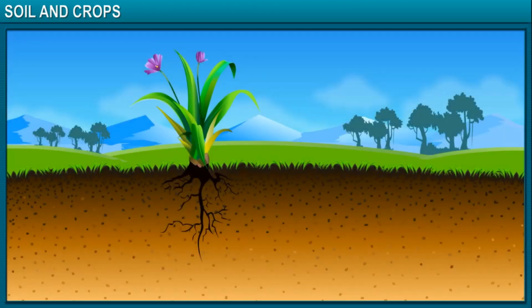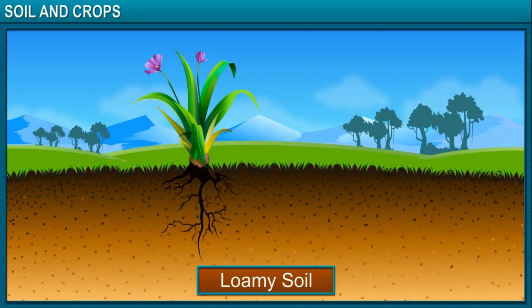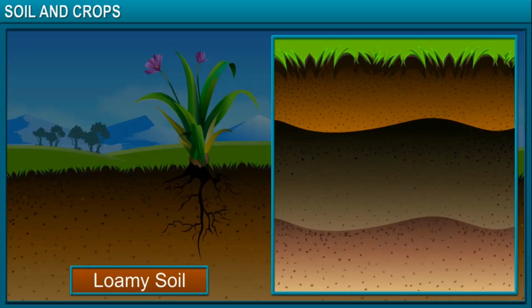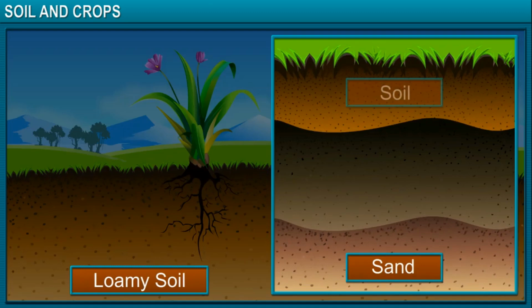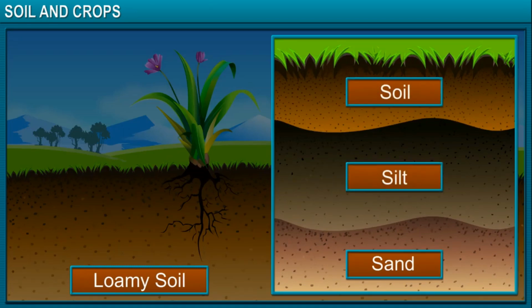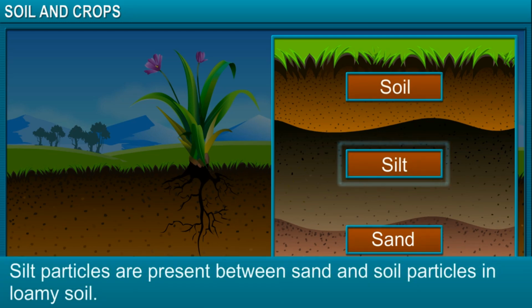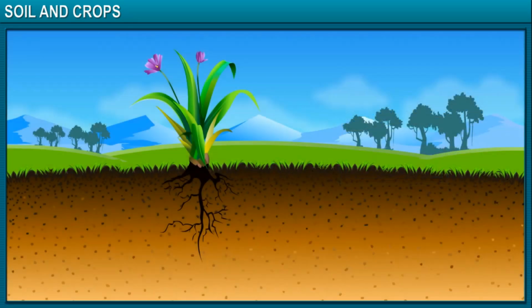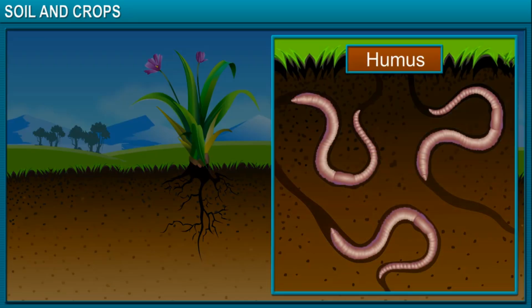Yet another type of soil is loamy soil, which is a mixture of sand, clay, and silt. Silt particles are present between sand and clay particles. It also contains humus and is, therefore, considered the best for the growth of plants.